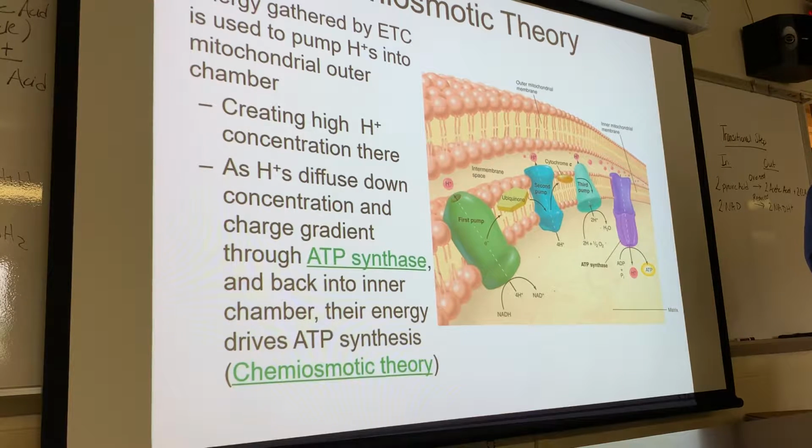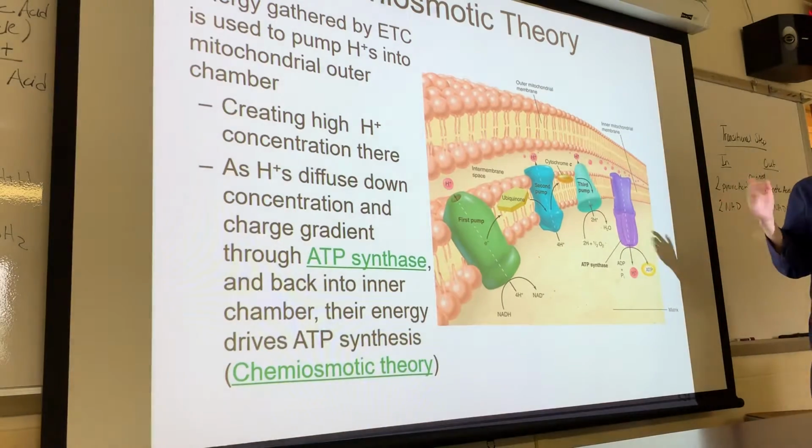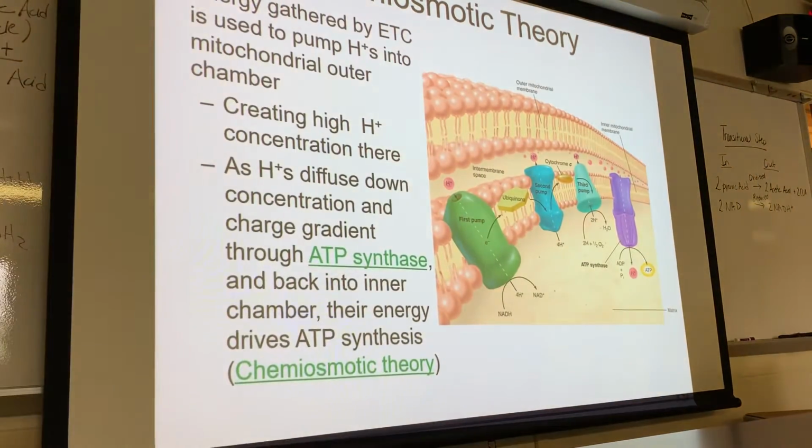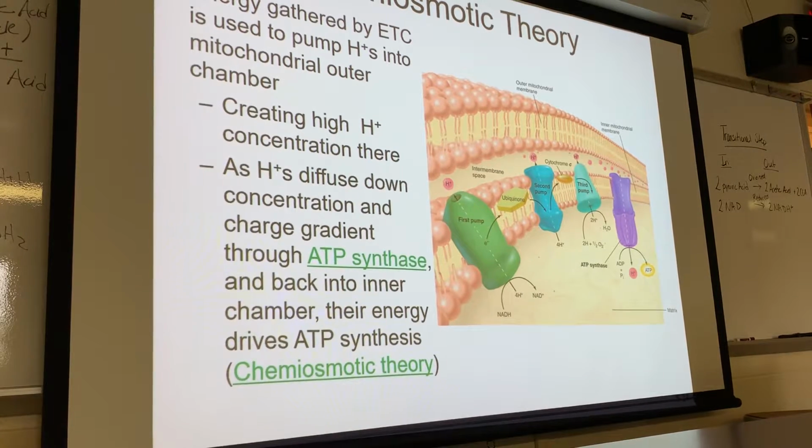Now, through this process, there is a diagram I'm not going to hold you responsible for, but if you're interested in how you generate the ATP from how many hydrogens and so forth, you can look at that. I included it in the notes just in case you were curious.